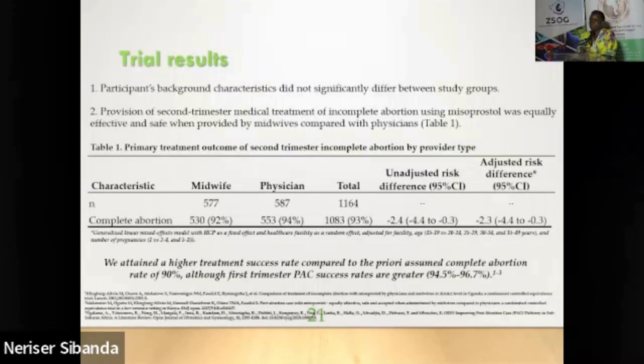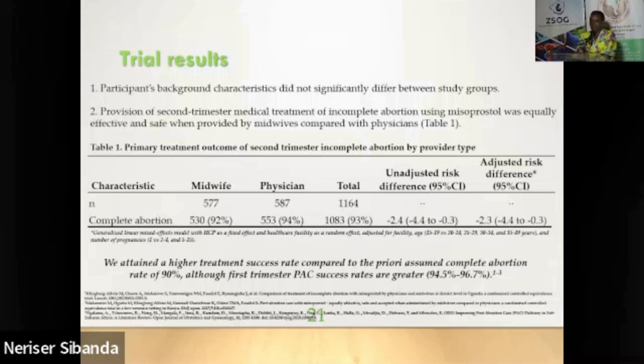So our trial results. When we compare the background characteristics between the women that were managed by the physicians and those that were managed by the midwives, there was no statistical difference, meaning that the randomization actually did go on well.